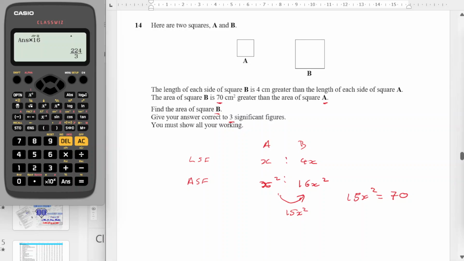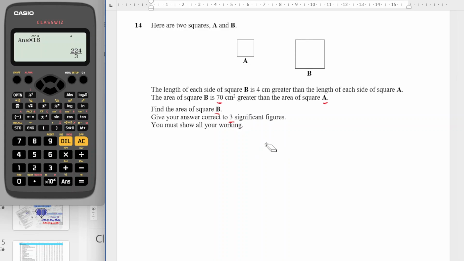So what I've done is I've misread. This isn't really a scale factor question. It doesn't say it's 4 times greater. It says it's 4 centimeters greater, and I've treated it as 4 times greater, which is where I've got into a mess. If I call this length x, then this would have to be x plus 4. So the area of this one would be x squared, and the area of this one would be x plus 4 all squared. The difference, the area of B minus the area of A, is equal to 70.